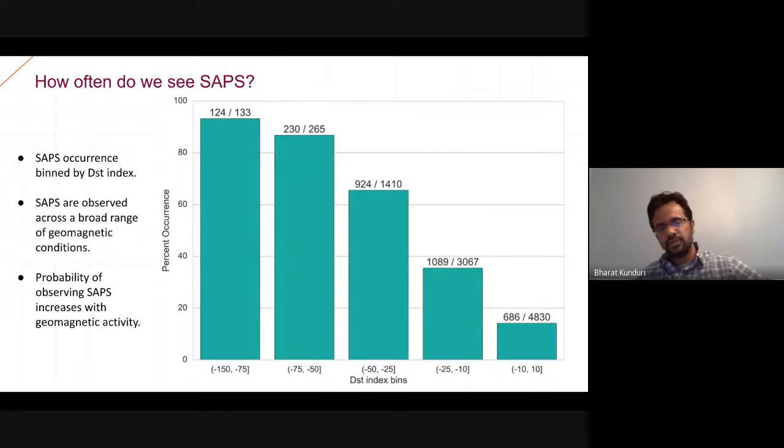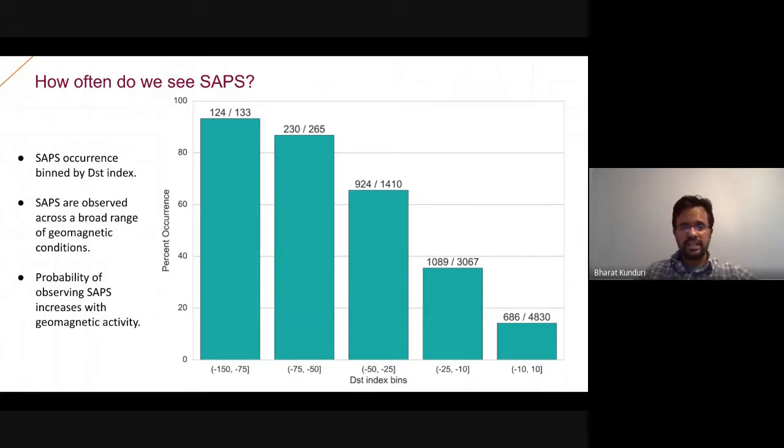So now the question was, how often do we see SAPS? To answer this question, we developed a statistical database of SAPS events using measurements from 2011 to 2015. One of the key aspects of SuperDARN is that we operate continuously, unlike, say, ISR, which is switched on and off during certain intervals of time. So this provides us an opportunity to examine if SAPS are observed just during geomagnetically disturbed conditions, or if they are observed even during geomagnetically quiet conditions, and helps us answer some of the questions that remain about SAPS drivers.